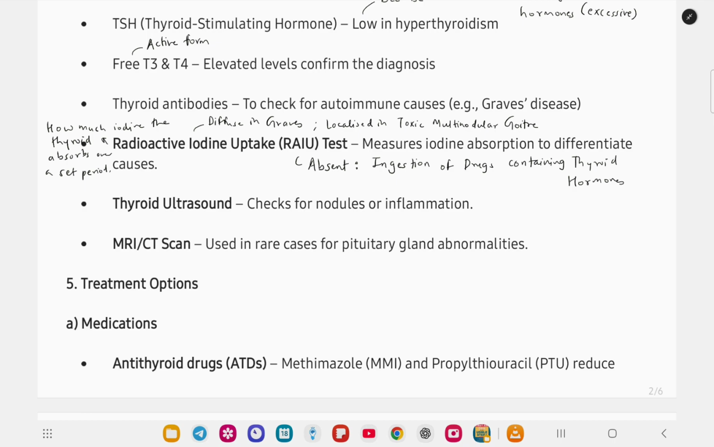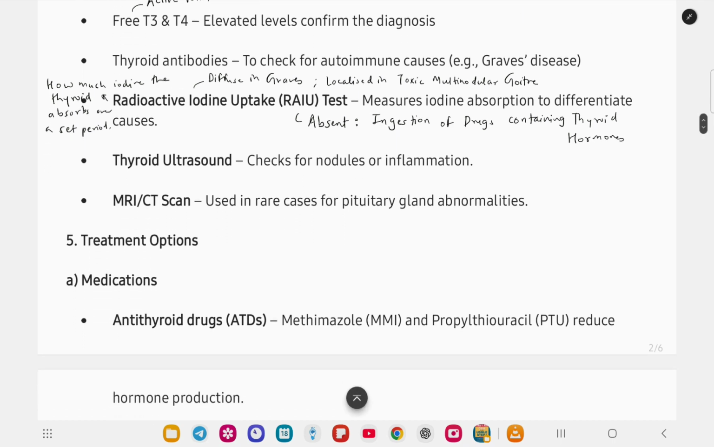So radioactive iodine uptake is absent. It means iodine is not taken up by the gland in conditions such as ingestion of drugs containing thyroid hormones. So it is an ectopic source of thyroid hormones from the drugs. So here the thyroid gland is not involved. So radioactive iodine will not go into the thyroid gland.